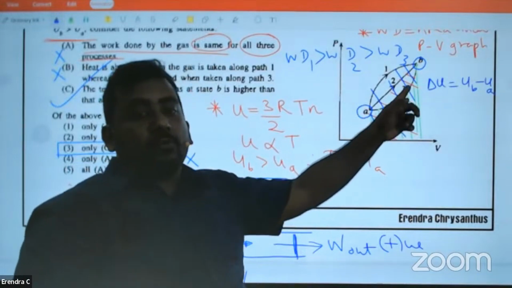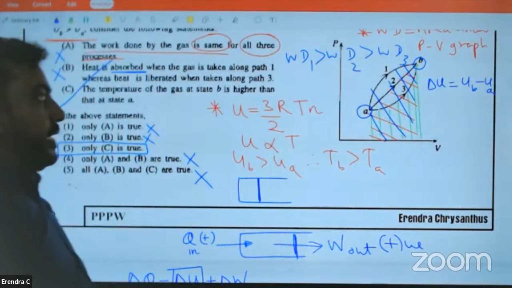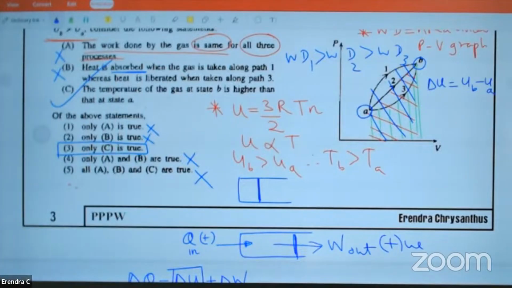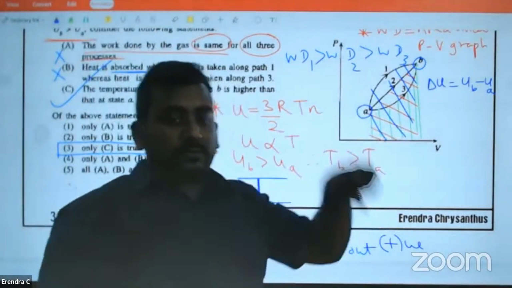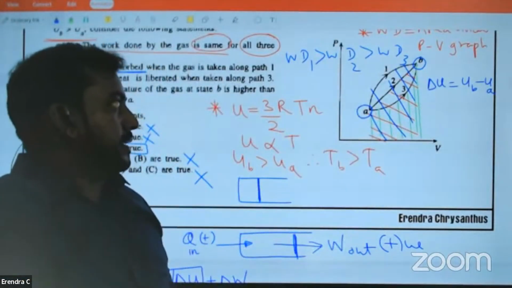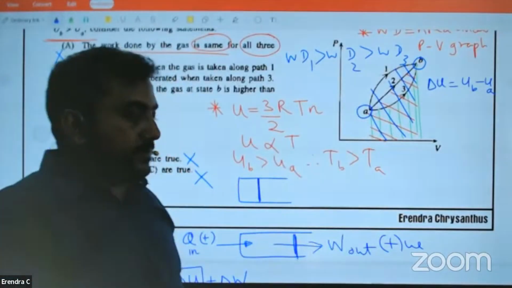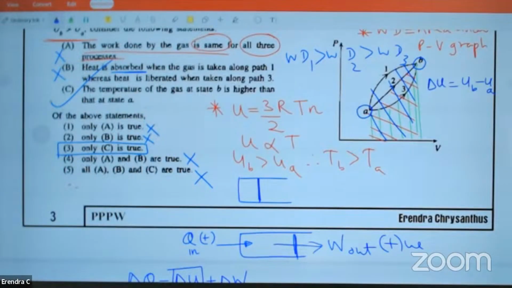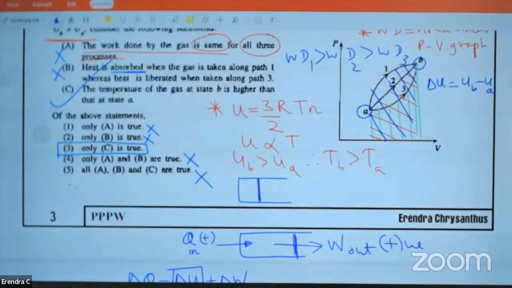If the volume increases, there is a work output, which is positive. And if the volume reduces, there is a work input, which is negative.